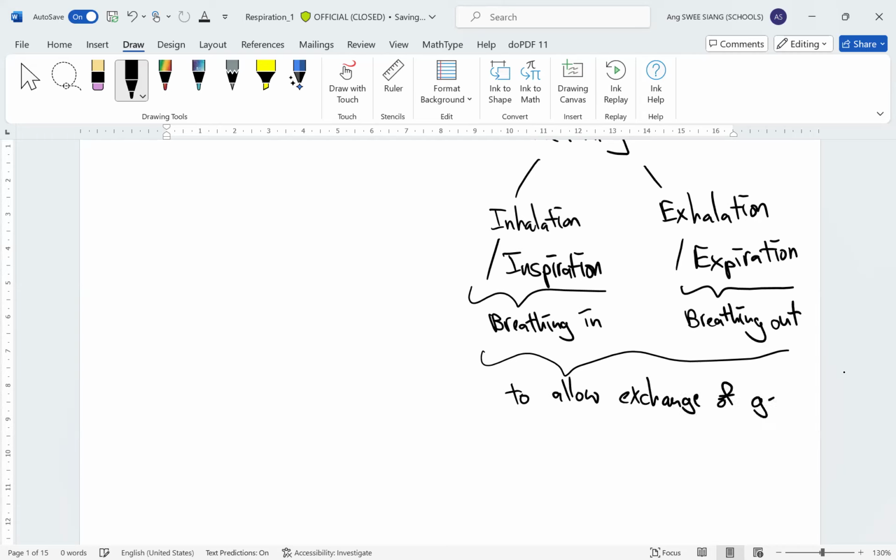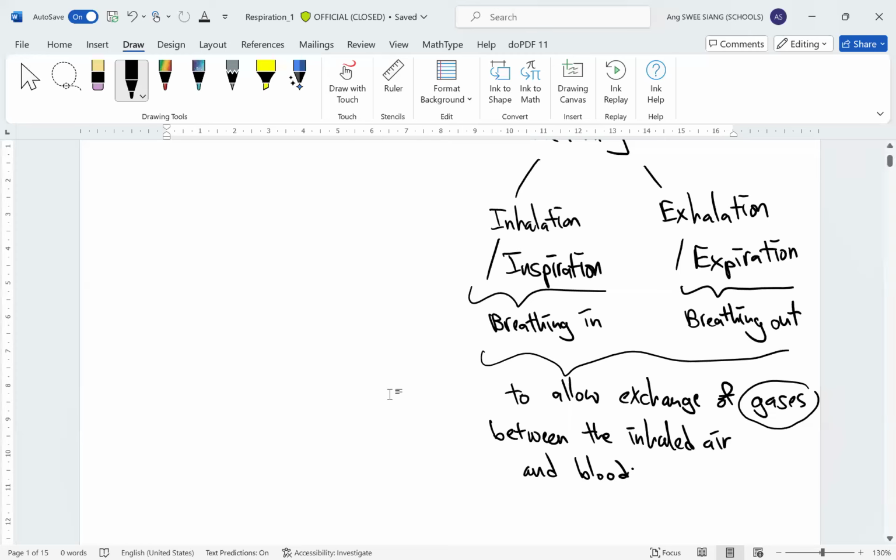Exchange of gases between the air, the breathed in air, the inhaled air, and the blood. Okay. What is the gases? What is the gases that is involved? Okay. Air, the carbon dioxide in air, and oxygen.